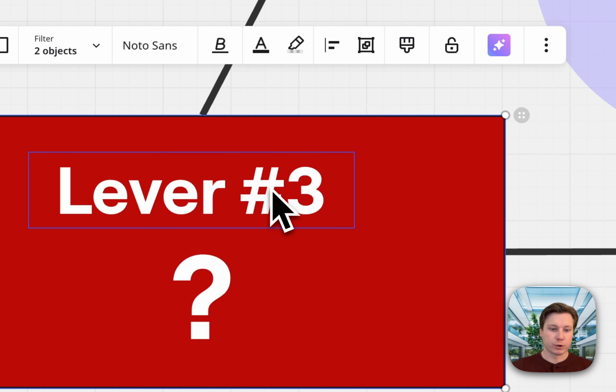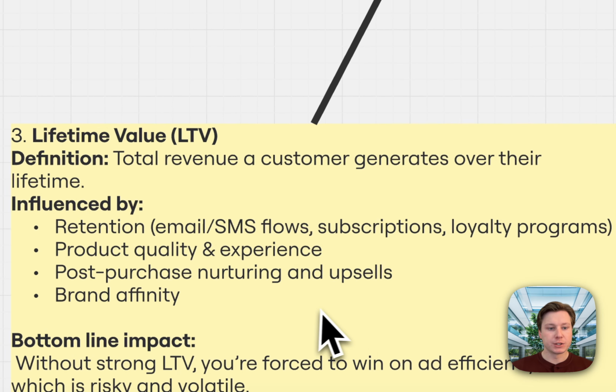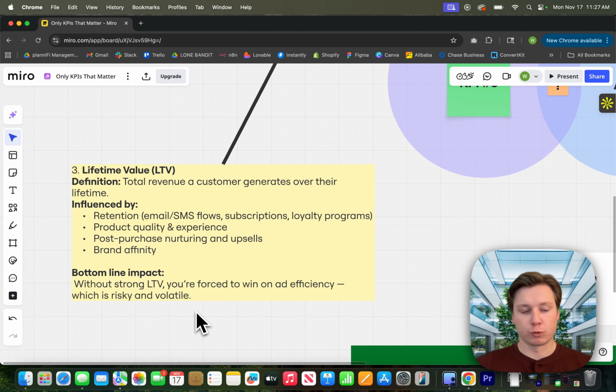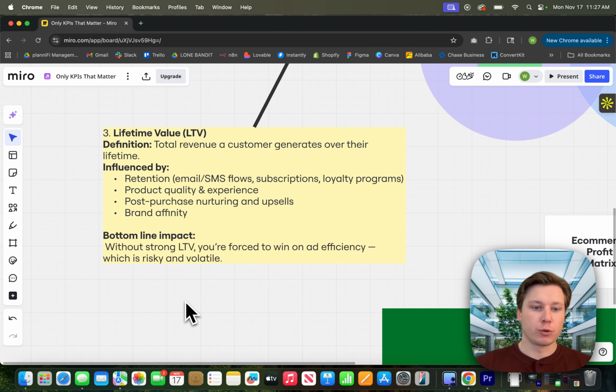Third one we're going to reveal is LTV, another one that people don't really think about as much as they should. So LTV is just the total revenue a customer generates over a lifetime, right? If you get one customer and let's say their first order is $50, but maybe they order 3 more times after that and it's $50 a pop, their LTV is $150 because it's 3 orders times the $50 AOV, right?